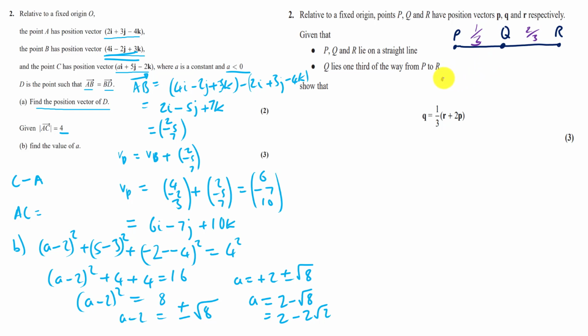Now imagine that's little p, that's Q, and that's R. Now we have to show that Q equals this. So we think P to Q equals minus P plus Q. P to R, let's write it over here, equals minus P plus R.